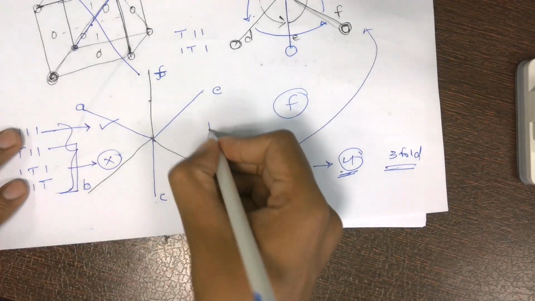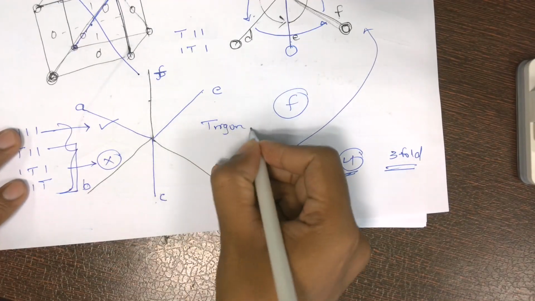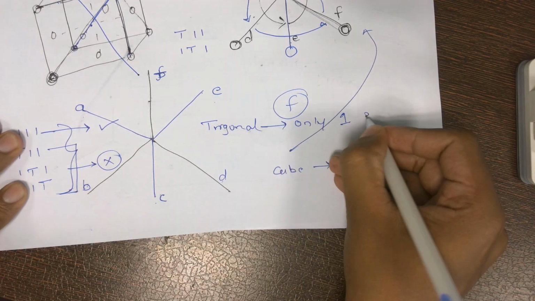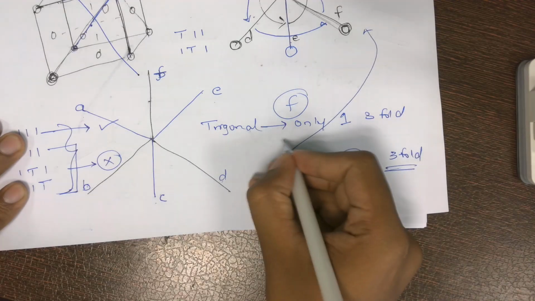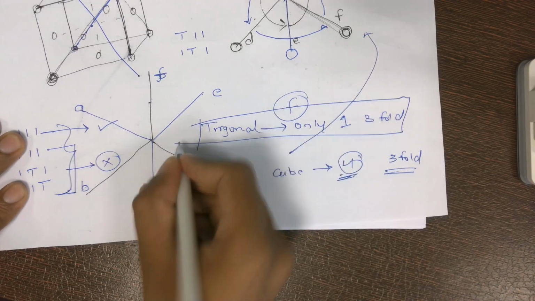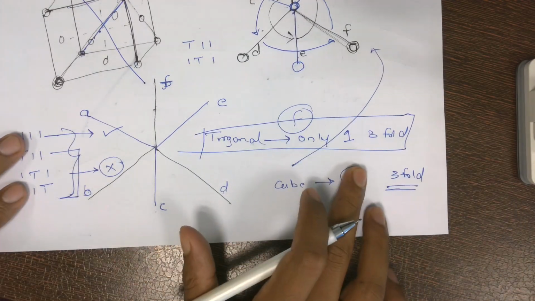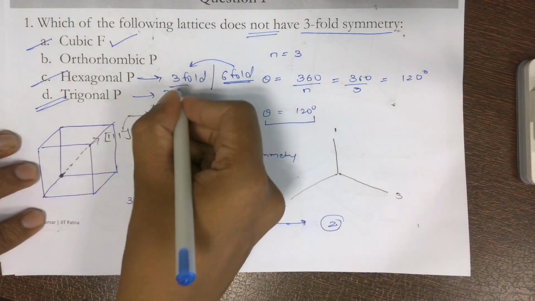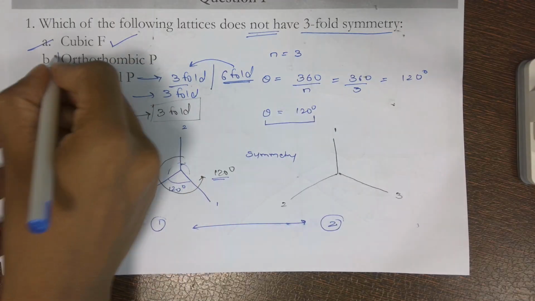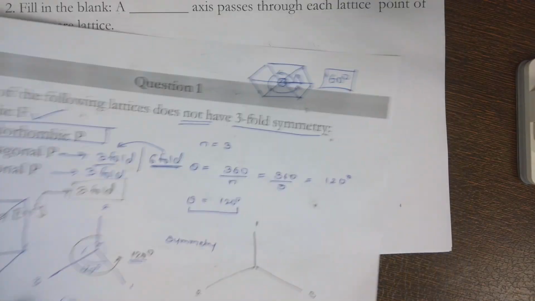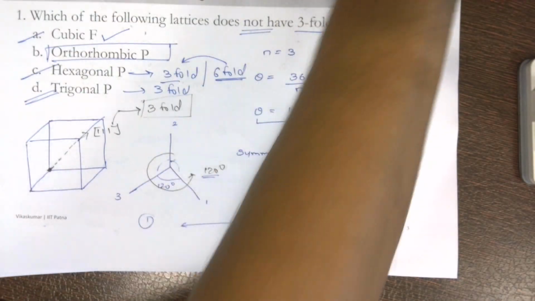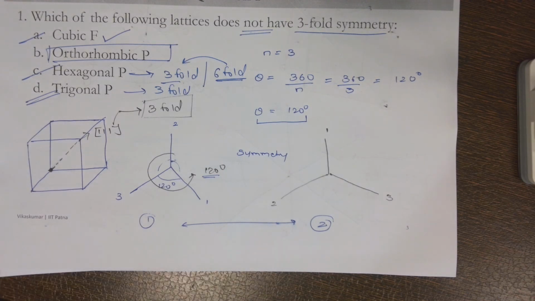So the trigonal will have only one threefold. But the thing is that it is having a threefold. So this is also having the threefold. Orthorhombic. Now the problem with the orthorhombic is that, or I can use the other pen also. Yeah, this one.